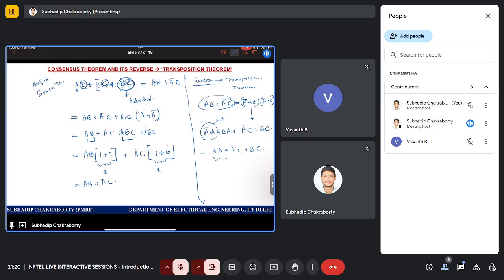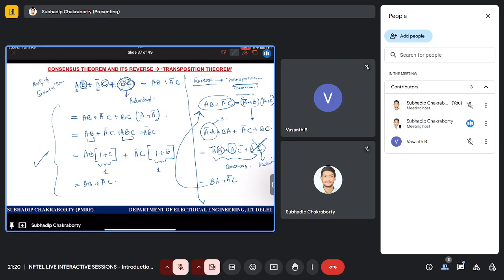Now we can use the consensus theorem here: if you have a term with another term, and the complement of that term with another term, and the product of the two, then this term becomes redundant. Then we have BA plus A bar C, which is nothing but the actual term. So this is the transposition theorem, which is just the converse of the consensus theorem. And the consensus theorem, we have actually proved, so we can use it.